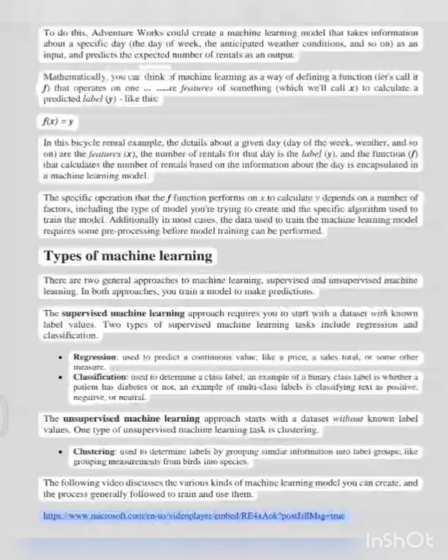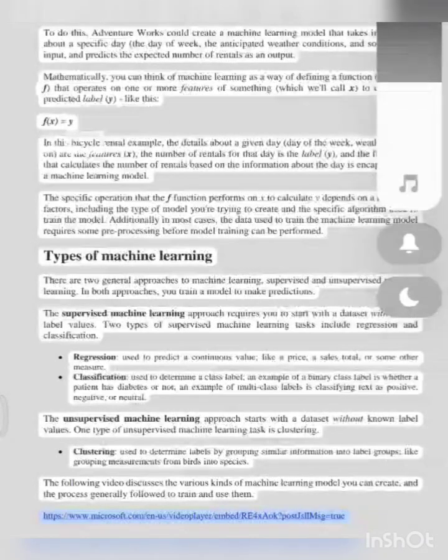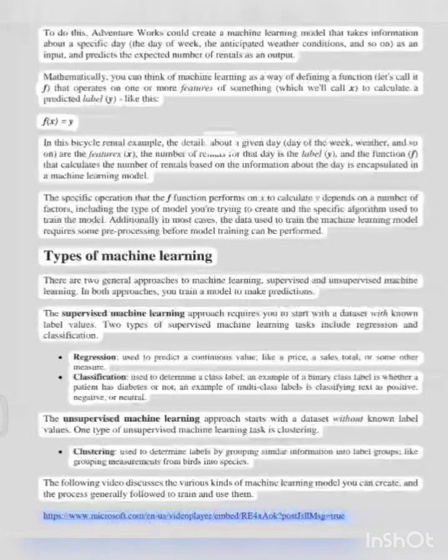Mathematically, you can think of machine learning as a way of defining a function, let's call it f, that operates on one or more features of something, which we'll call x, to calculate a predicted label, y, like this. f(x) = y. In this bicycle rental example, the details about a given day, day of the week, weather, and so on, are the features, x. The number of rentals for that day is the label, y, and the function, f, that calculates the number of rentals based on the information about the day is encapsulated in a machine learning model.